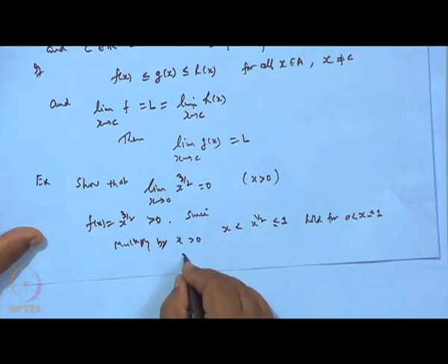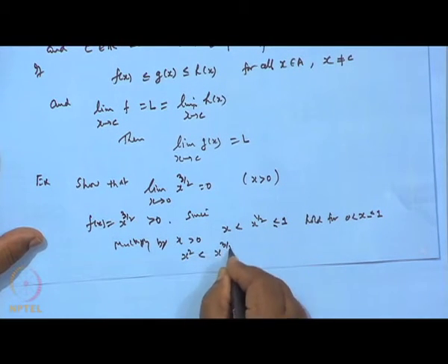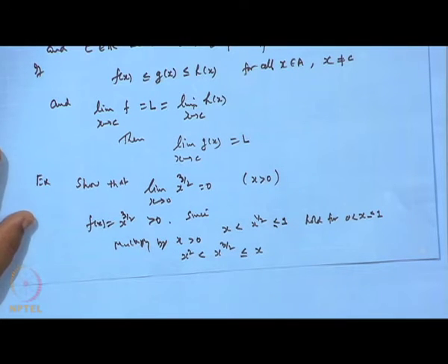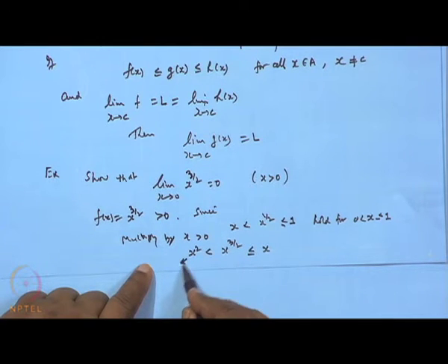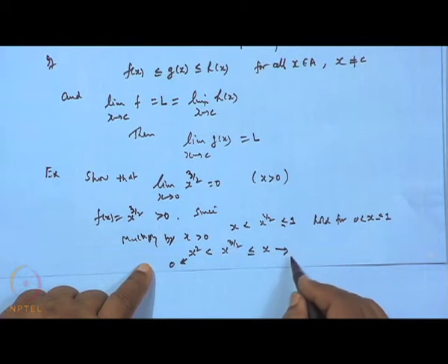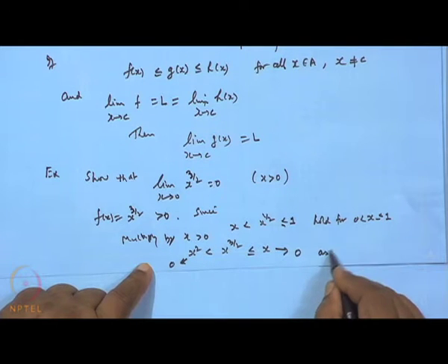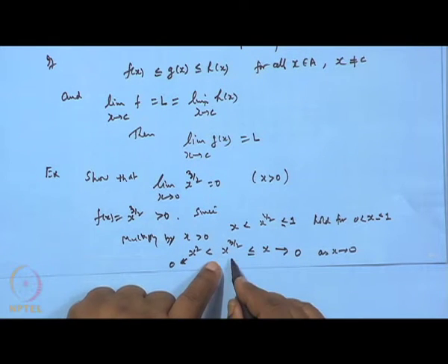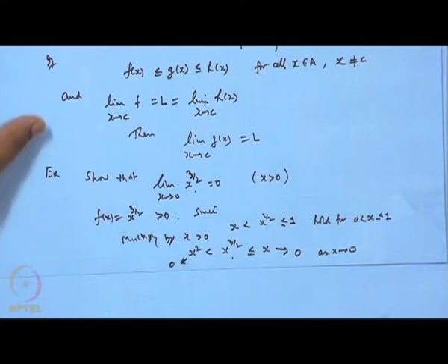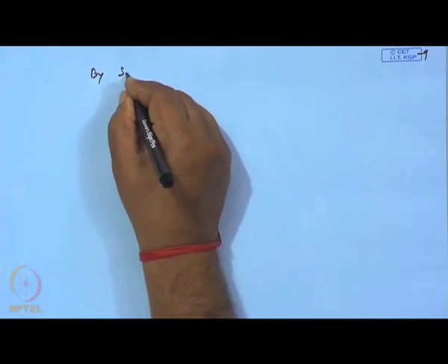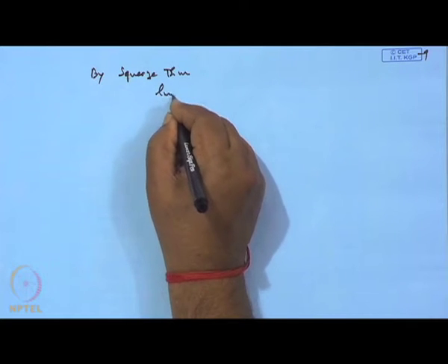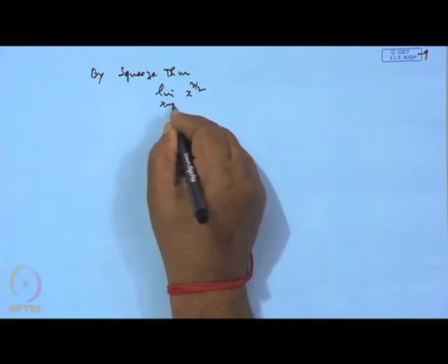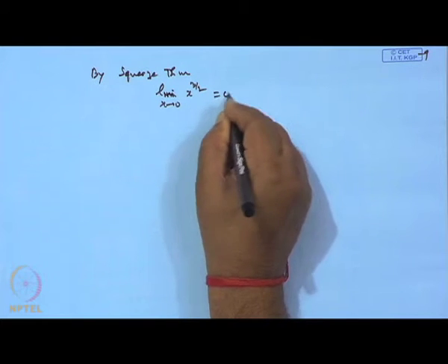So, what we get is x squared is less than x raised to 3 by 2, which is less than or equal to x. Now, apply the Squeeze theorem. Here the f(x) is this, which tends to 0, and h(x) is also this, which tends to 0 as x tends to 0. Therefore, the limit of this has to go to 0. So, this proves the result. By the Squeeze theorem, the limit of x raised to the power 3 by 2 as x tends to 0 is 0.